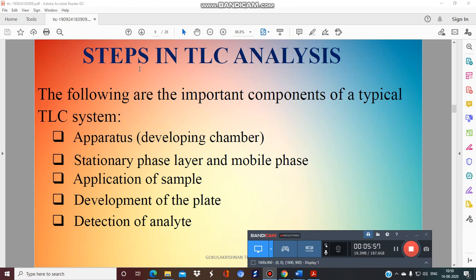So let's see the steps in TLC. First, we need the apparatus. There are different types of apparatus we use in TLC. For chromatography we need a stationary phase, a mobile phase, a sample, and we will develop the plate. What is the plate? The TLC plate, and it is also of different types. And last is the detection, and we use different detection methods for the analysis.